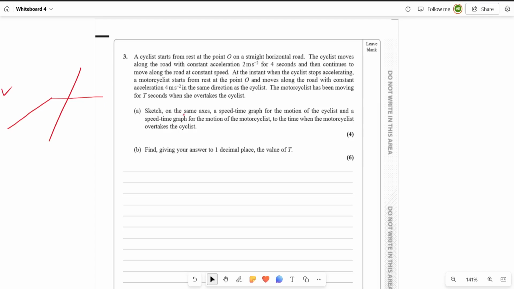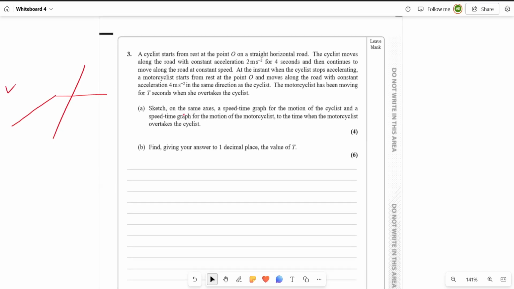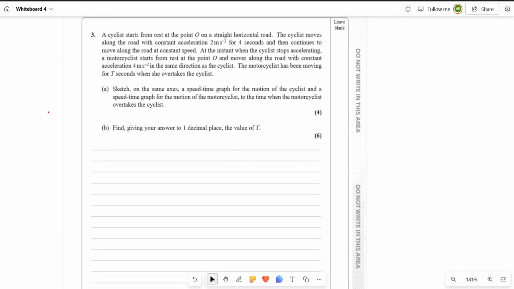Sketch on the same axes a speed-time graph for the motion of the cyclist and a speed-time graph for the motion of the motorcyclist, up to the time when the motorcyclist overtakes the cyclist. Okay, lots of cycling here.